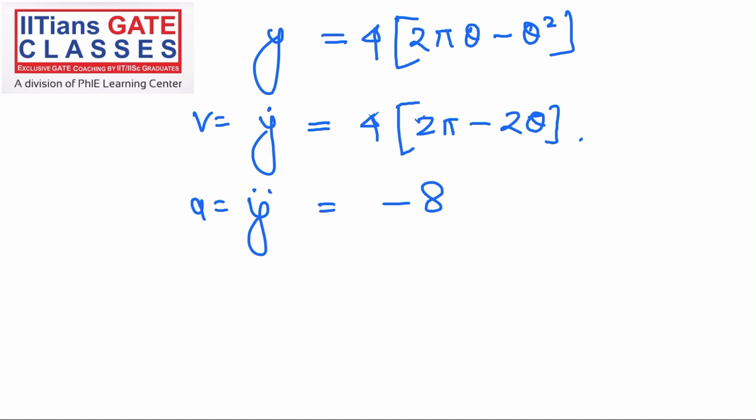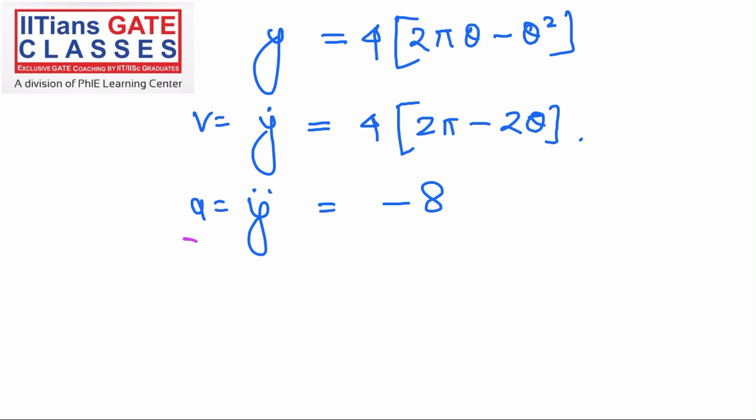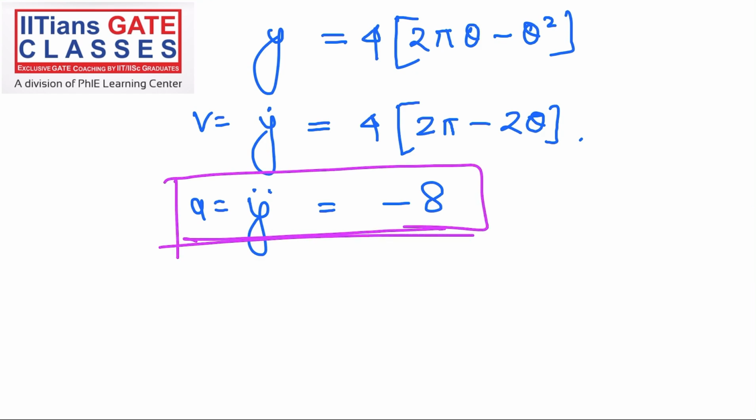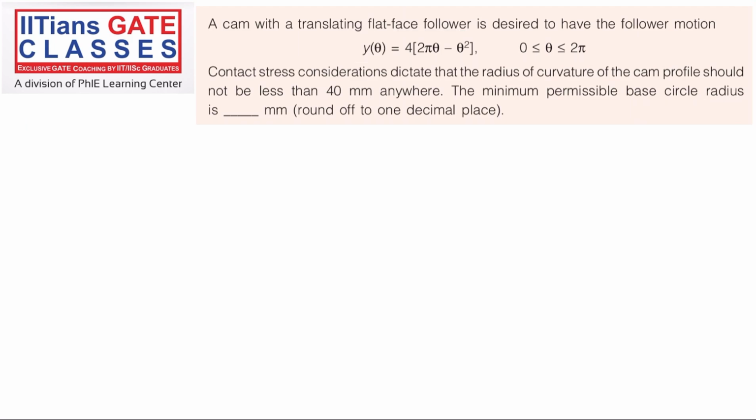So let us see what exactly this means. Please remember, we need to find out the minimum value of y theta and the minimum value of y double dash theta. y double dash theta is not at all a problem because it is a constant value, as we have seen. So this itself becomes the minimum, and this itself becomes the maximum. So we don't have to worry about this. The value we have found for y double dash theta is minus 8.